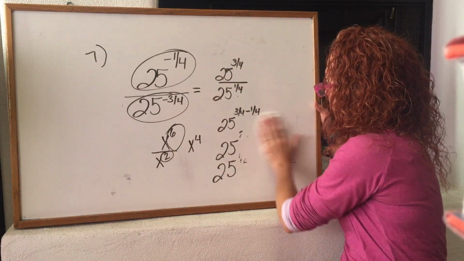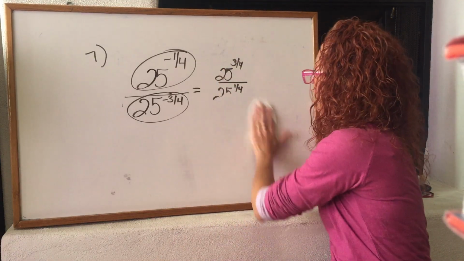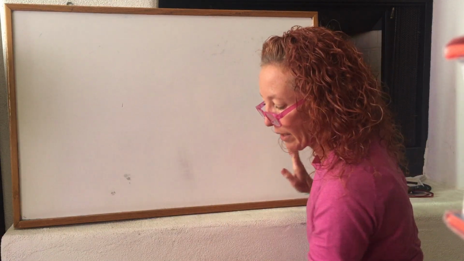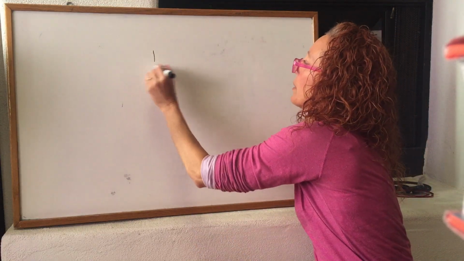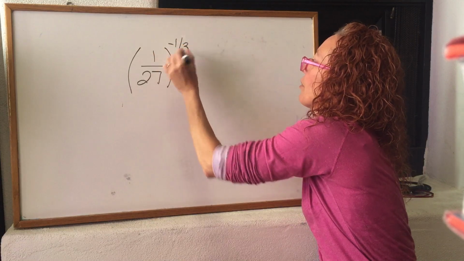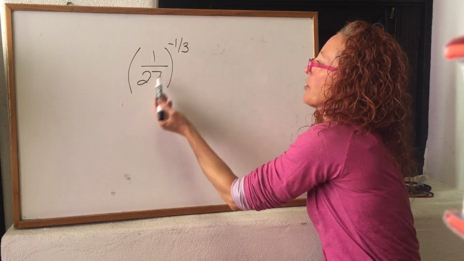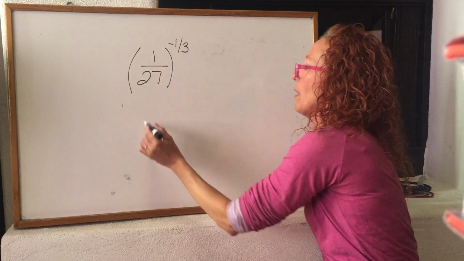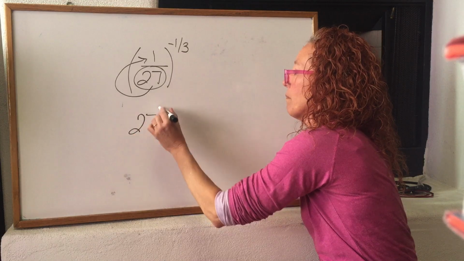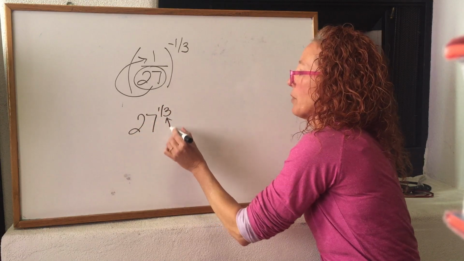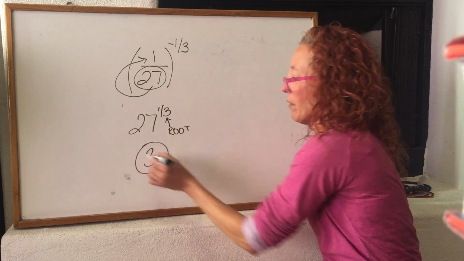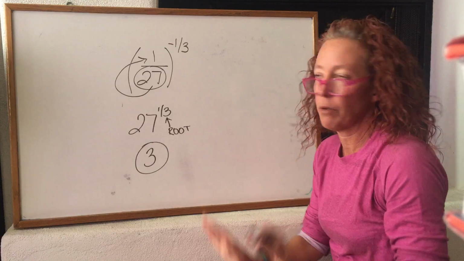28. Again, we have a negative exponent, I think. Yep. So if it's 1/27 to the -1/3, this stays a fraction, but in order to make that exponent positive, this 27 jumps up to the top. The bottom number is the root, so what's the cube root of 27? 3. And that's the whole thing.